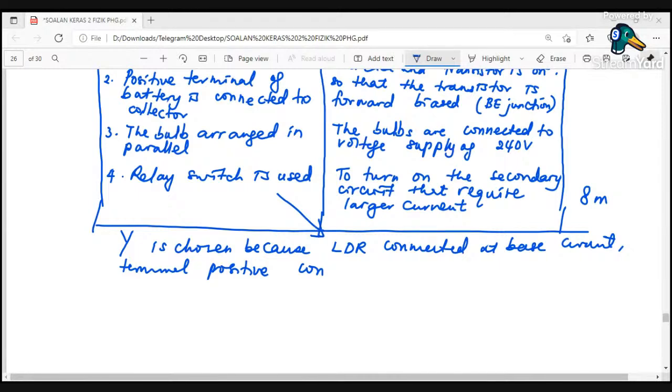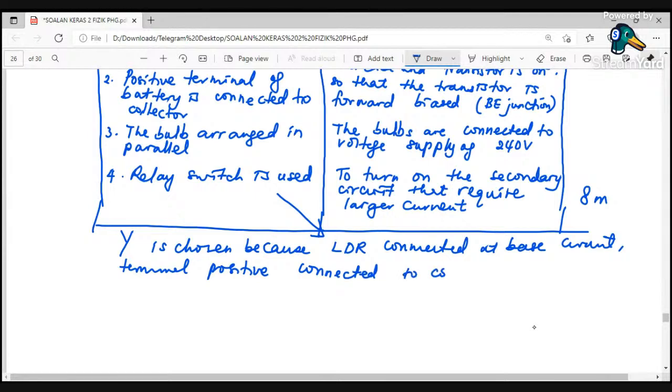Dekat junction ni dia ada satu depletion layer dengan satu junction voltage. So the base voltage must overcome that junction voltage before the transistor is turned on. Okay, once overcome, then the transistor is on. Maksudnya base current akan flow through the transistor. So transistor akan amplify the base current. So dia produce larger collector current. Itu untuk transistor punya konsep.